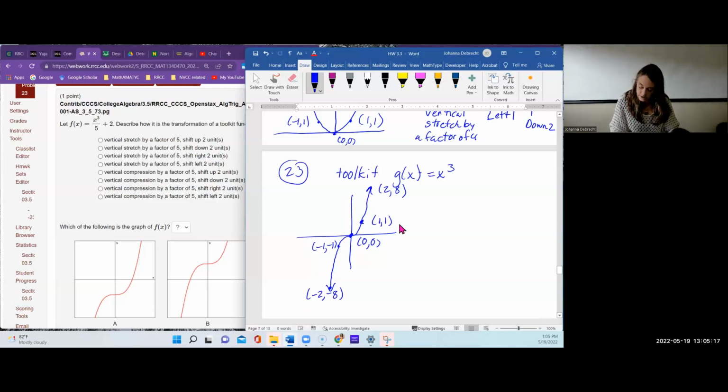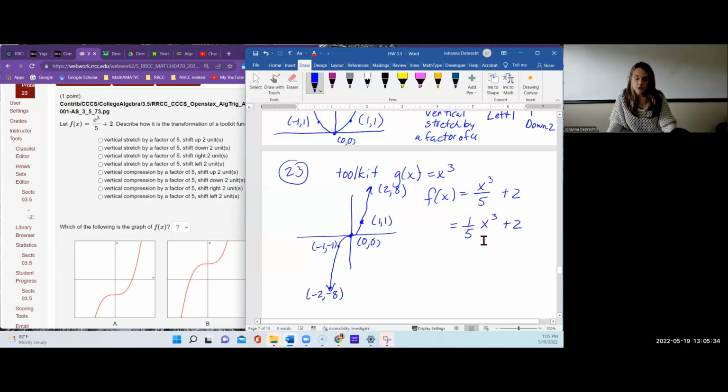Now let's look at the transformed function, f of x equal to x cubed divided by 5 plus 2. Remember that we could rewrite this as 1/5 times x cubed plus 2. The cube is what makes it have its characteristic shape, and the 1/5 is multiplied by it and outside. Since 1/5 is a number less than 1, this must be a vertical compression by a factor of 5.